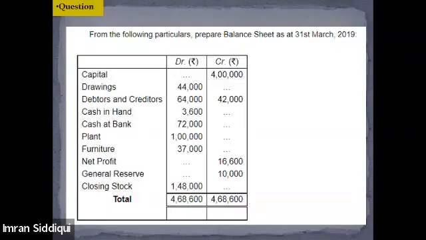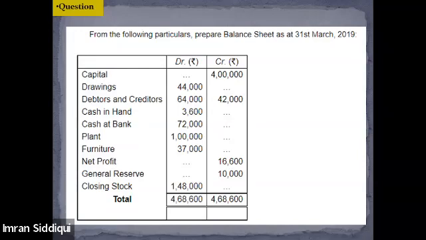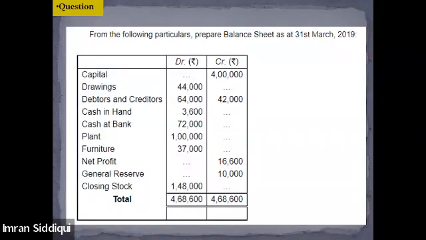After that, we have cash in hand and cash at bank. Both are asset related items. Cash in hand and cash at bank. Amount is given 3,672,000. Then we have plant, which is again an asset item. It is an asset, so it needs to be recorded on the asset side. Plant, furniture.